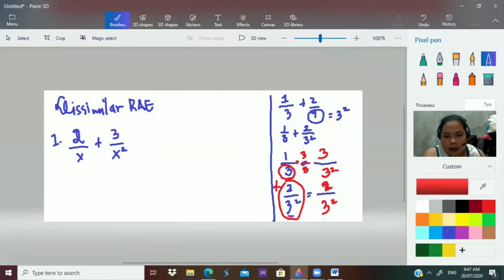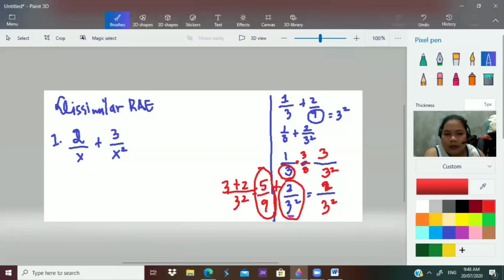Okay. So you have now 3 plus 2. So meron ka na ngayong 3 plus 2 over 3 square. So that would be 5 over 3 square, or just simply, 3 square will be 9, so 5 over 9. So meron ka ng 5 over 9.